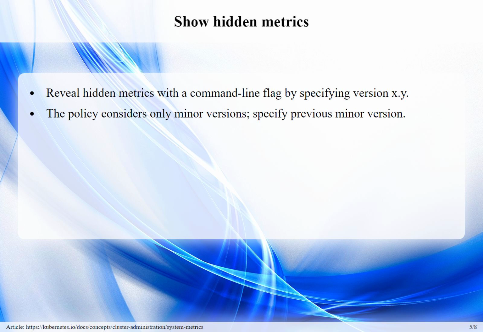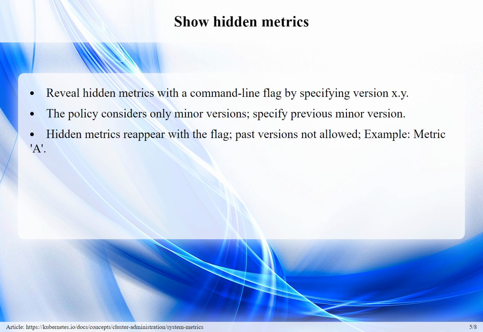The flag show-hidden-metrics-for-version only accepts the previous minor version. Metrics hidden in prior versions become visible when admins use this flag. Older versions are not allowed, maintaining policy compliance. Metric A serves as an example, explained with its deprecation timeline.